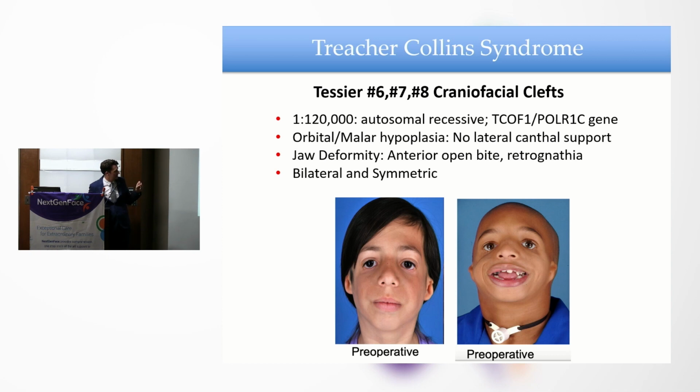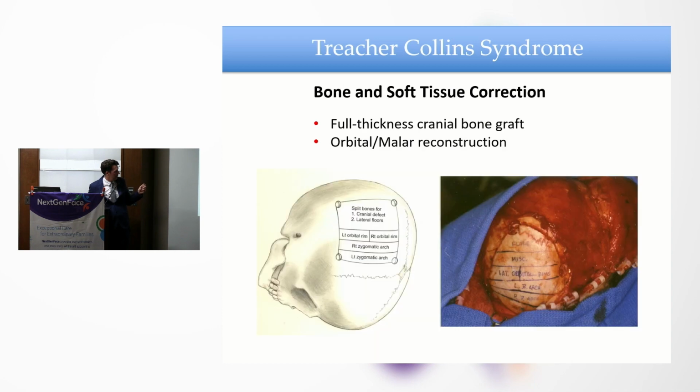Treacher-Collins syndrome, which is a constellation of Tessier 6, 7, and 8 clefts. It's rare, although within a family you can see it because it's autosomal recessive. It involves the orbits, malar hypoplasia. There's jaw deformity, but it's always bilateral symmetric. That's why patients can look alike. This is one of my favorite reconstructives because you can use both bone and soft tissue to reconstruct this.